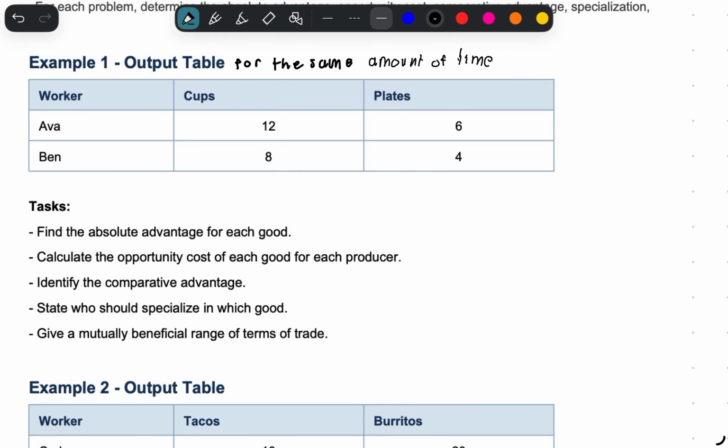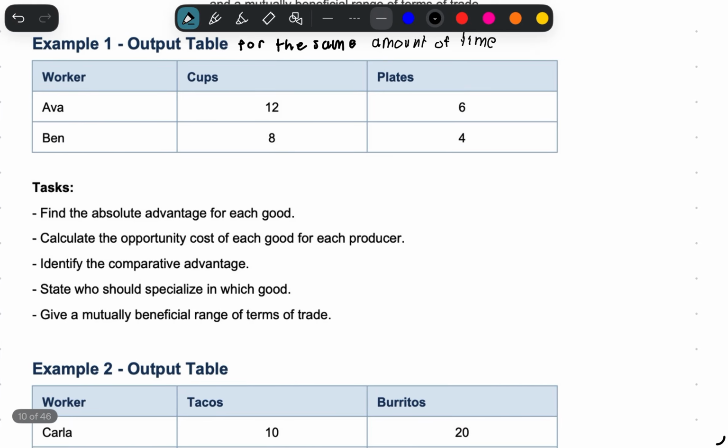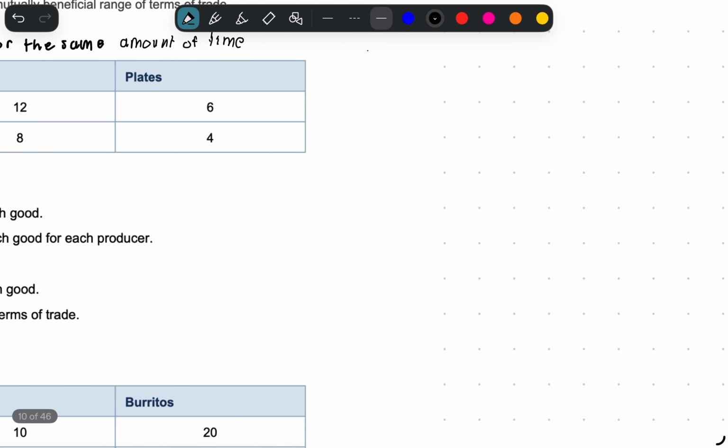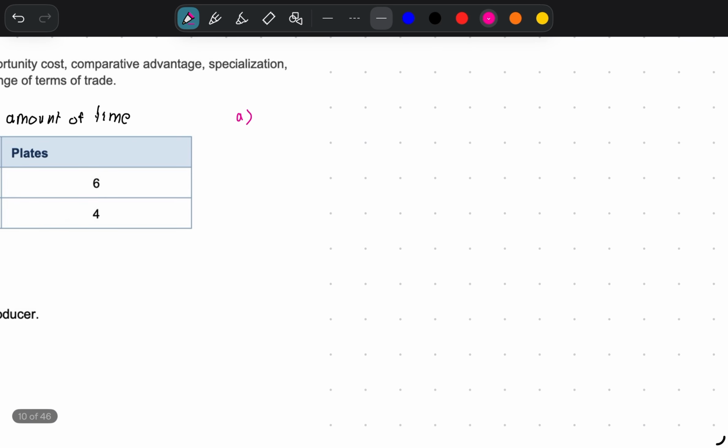Ava can choose to make either 12 cups or 6 plates. Ben can choose to make 8 cups or 4 plates. So, first we're asked to find the absolute advantage of each good. For absolute advantage, this is going to equal who can produce more.